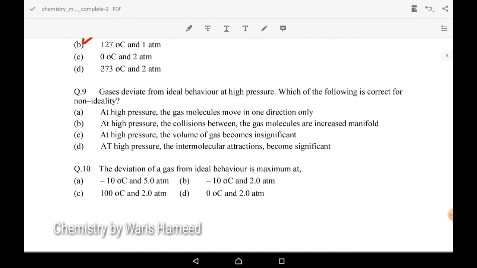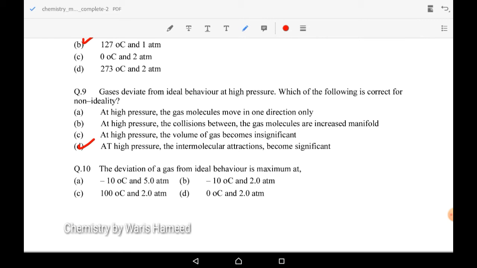Read the fourth point. At high pressure, the intermolecular attraction becomes significant. It's the correct answer. When we increase the pressure, the molecules come closer and develop forces of attraction. So it is the correct option for non-ideal gas, because it denies KMT, the kinetic molecular theory. According to KMT, there are no forces of attraction among the gas molecules.